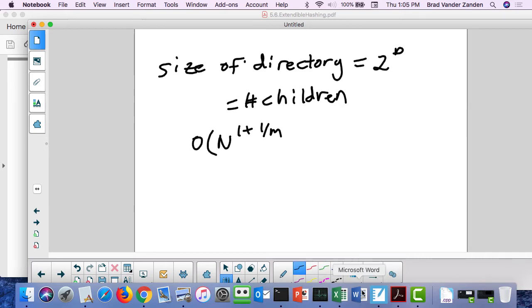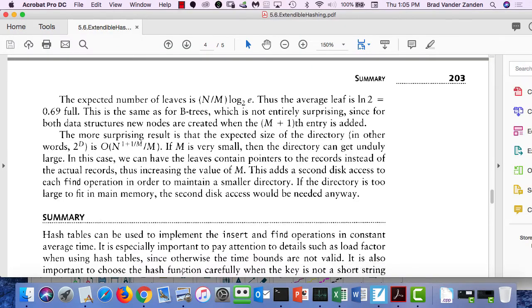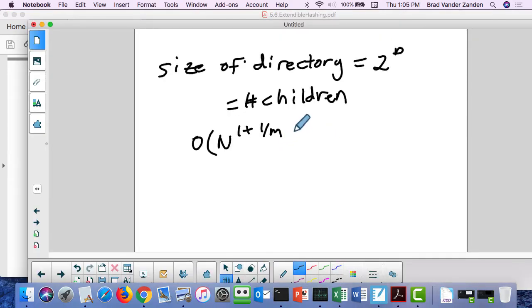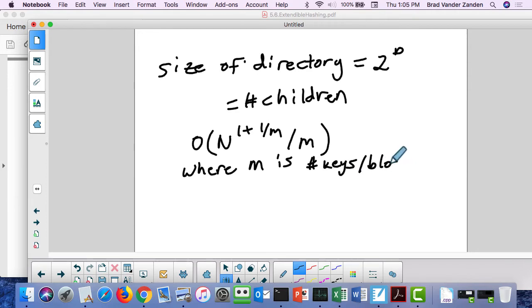And it's the final factor, divided by M, where M in this case is the number of keys per block. So if M is pretty large, like 500, that's actually pretty close to order N divided by M. So, in fact, the directory really doesn't get to be that enormous as long as M is pretty big.